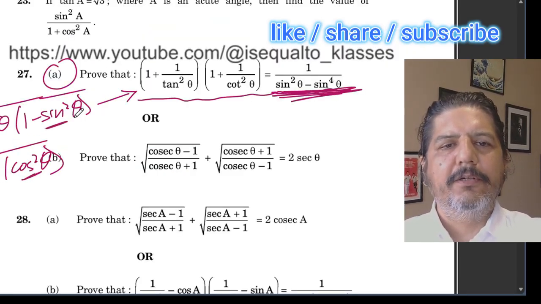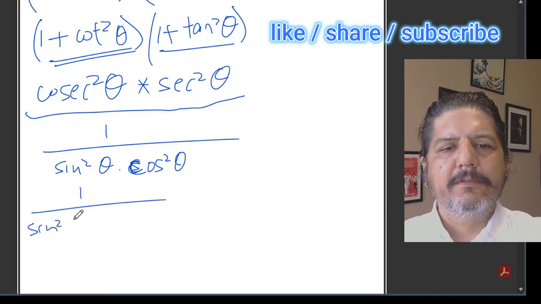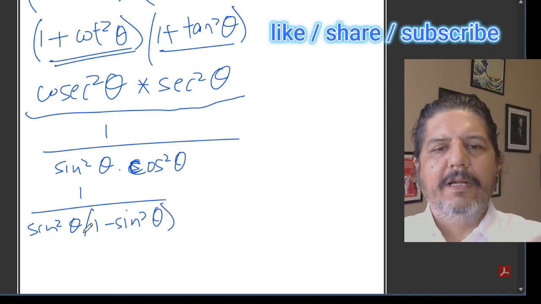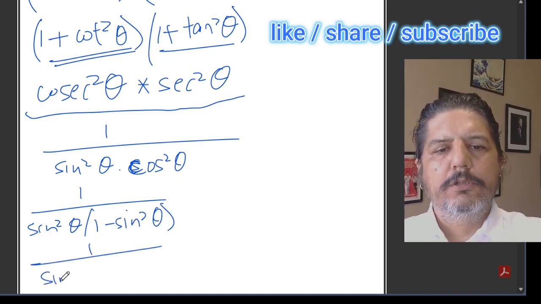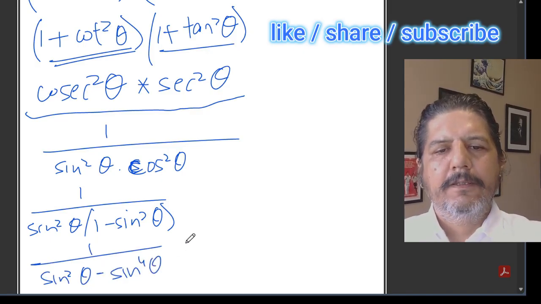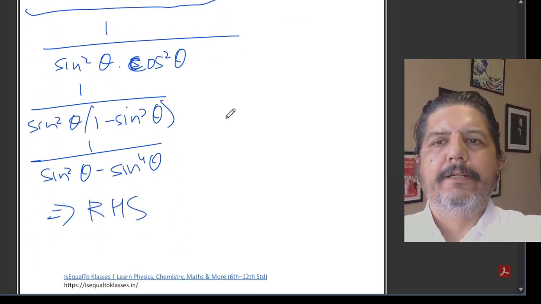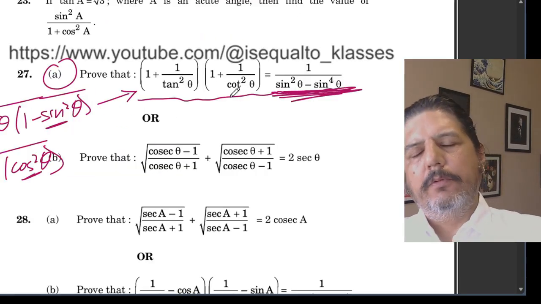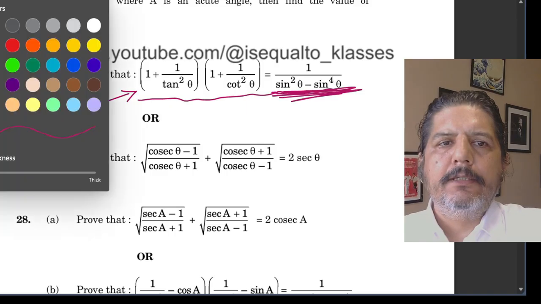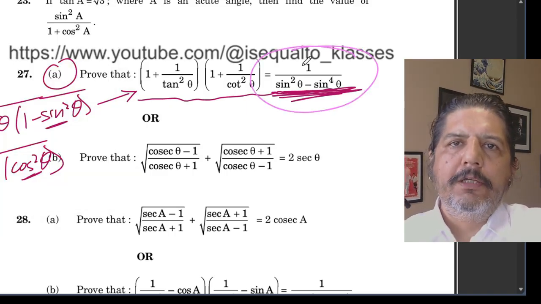This cos²θ can be written as 1 minus sin²θ. So this can be written as 1 upon sin²θ times 1 minus sin²θ. And this can be reduced to sin²θ minus sin⁴θ. This is equal to the right hand side. So one thing that I've told you in this question is that please keep looking at the right hand side, what you want to prove, because what you want to prove will give you a few hints.